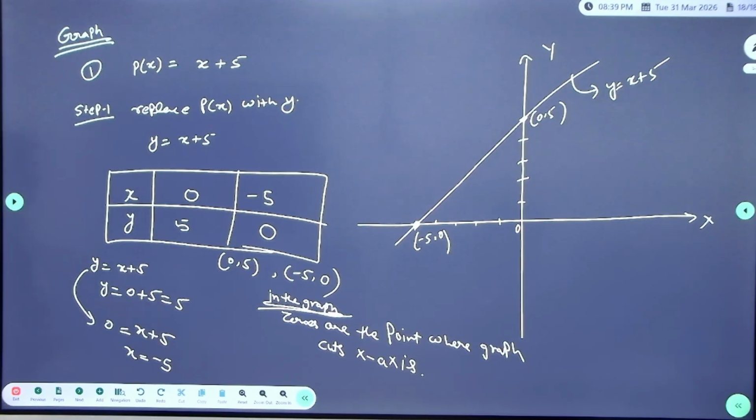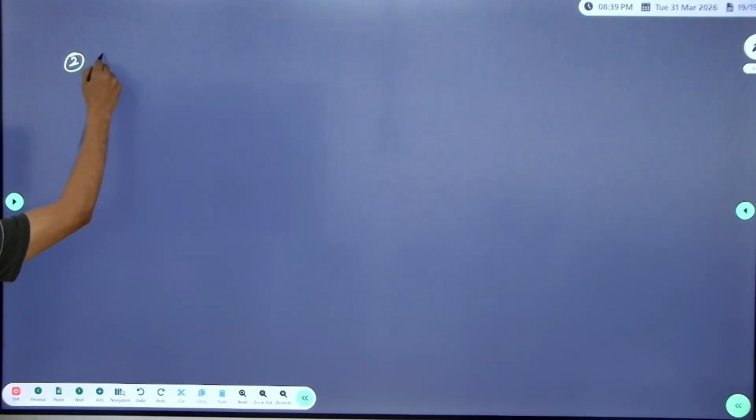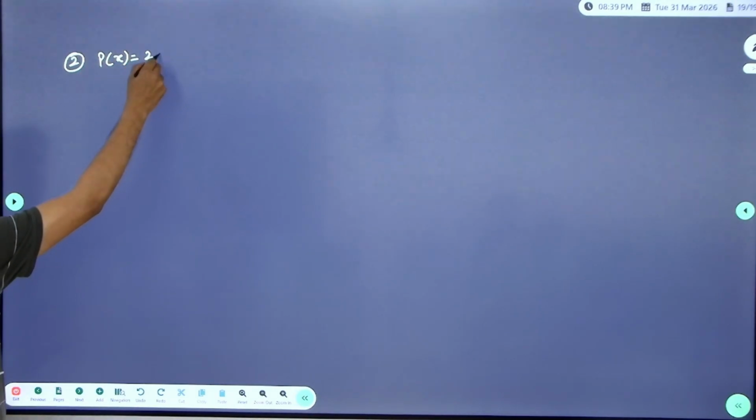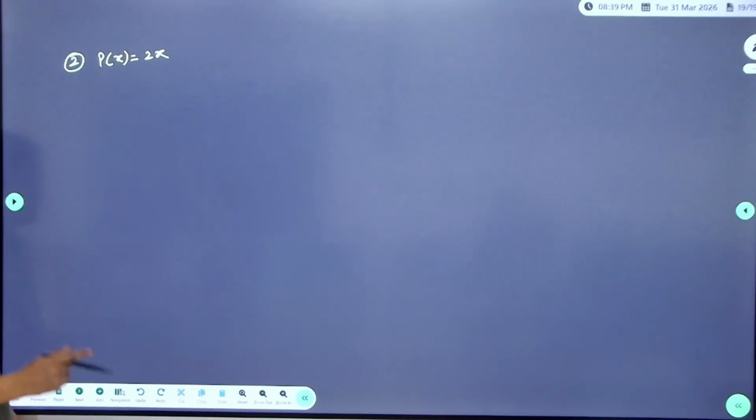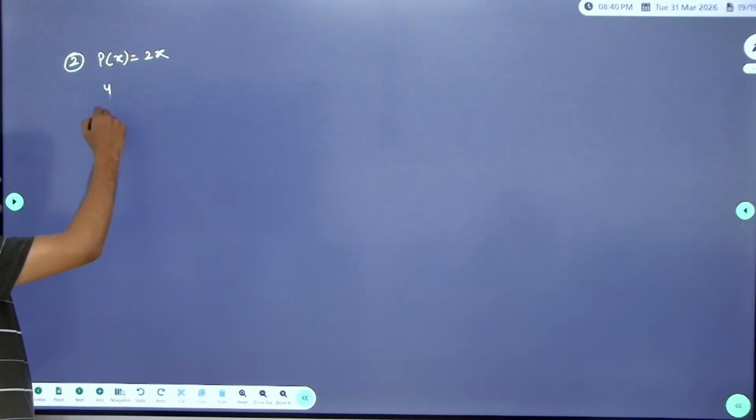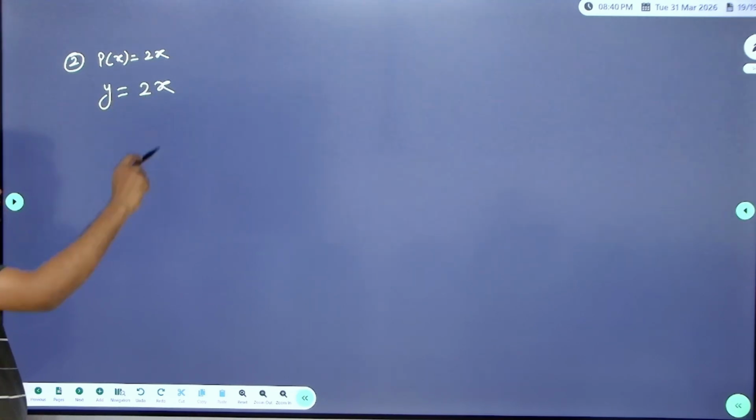Then next, px is equal to 2x. This is also linear. First step is again replace px with y. So px को y से replace कर दिया, y is equal to 2x. In every graph you have to replace px with y. So y is equal to 2x.